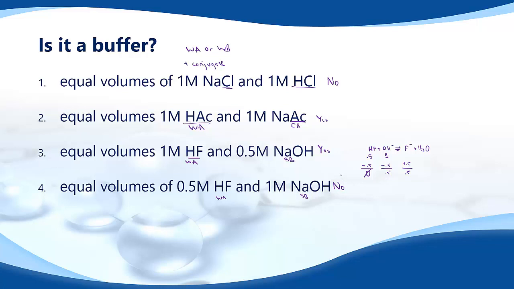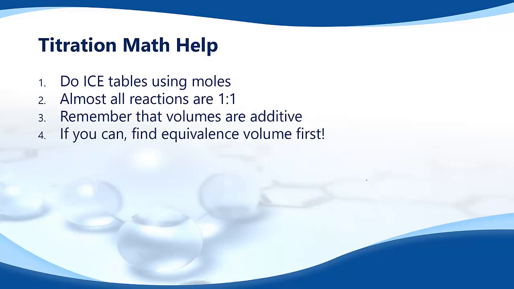In order for it to be a buffer, you need to have a weak acid or weak base with its conjugate salt, or you need to have a weak acid or weak base in excess with a strong acid or strong base. All right, so that's figuring out buffers. Now let's do some of the math.